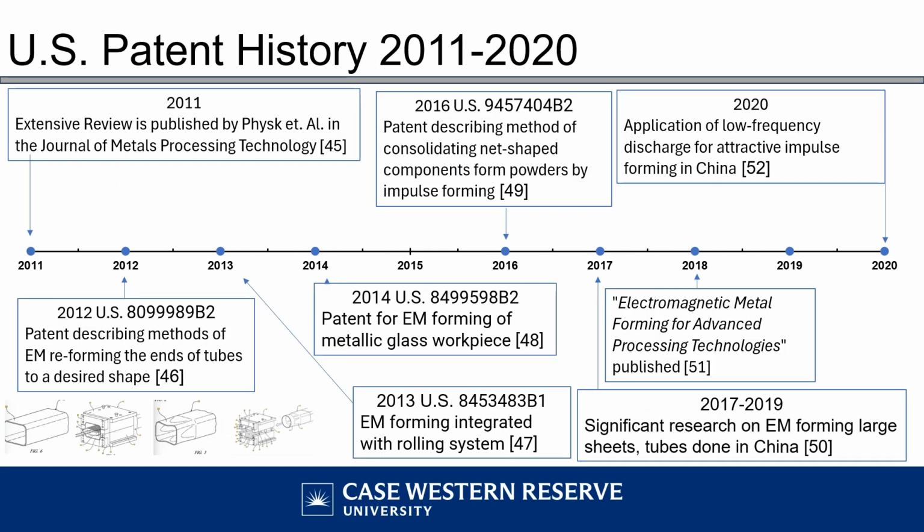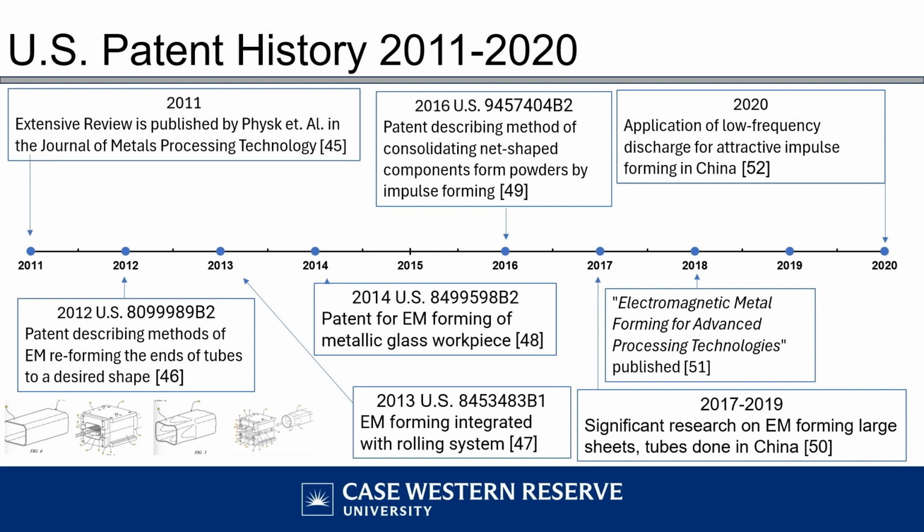In 2011, an extensive review was published on EM forming by Fisk and others, which was very helpful in presenting an overview of academic literature. Patents granted during this decade included a method to reform the shaped ends of tubes from a shaped state into a state more closely resembling that of a fresh, simple extrusion through several sequential steps of EM tube expansion.